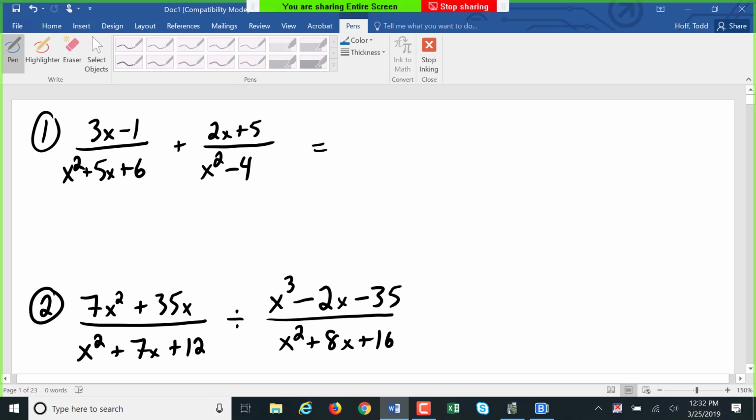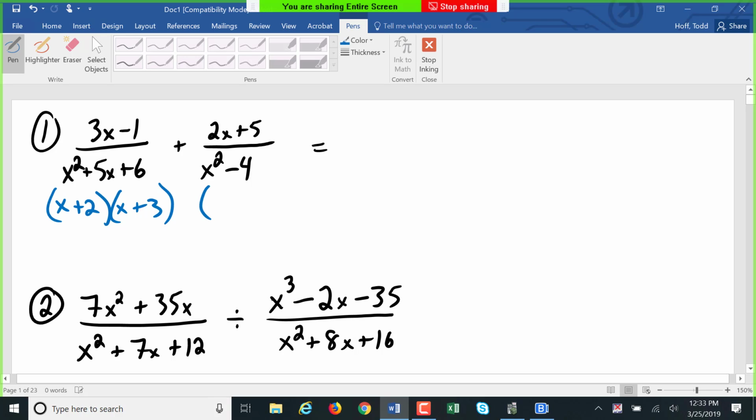Just like with numerical fractions, one of the ways we could find those common denominators is to factor. We saw that you could use factoring to find that least common multiple or least common denominator with numbers. We can do the same thing with algebraic fractions. So we factor x squared plus 5x plus 6 becomes what? Perfect. x plus 2 and x plus 3.